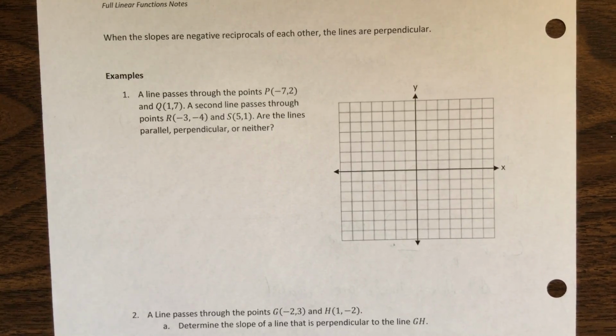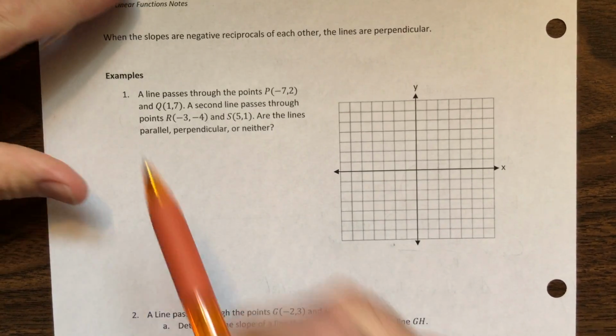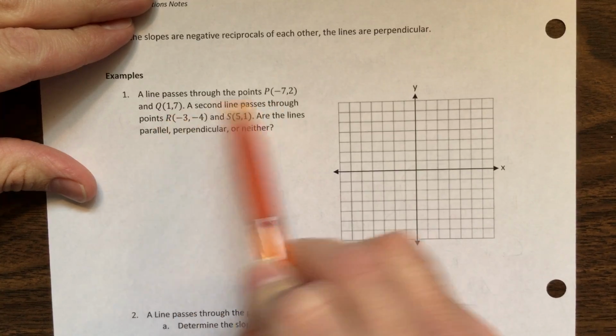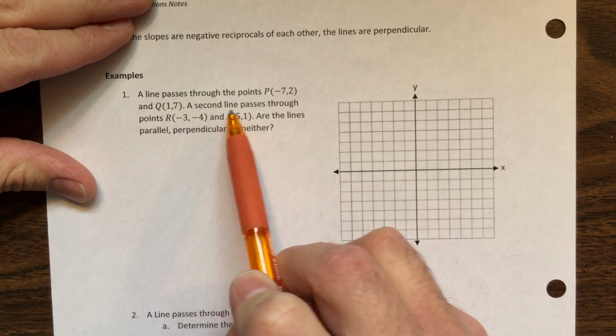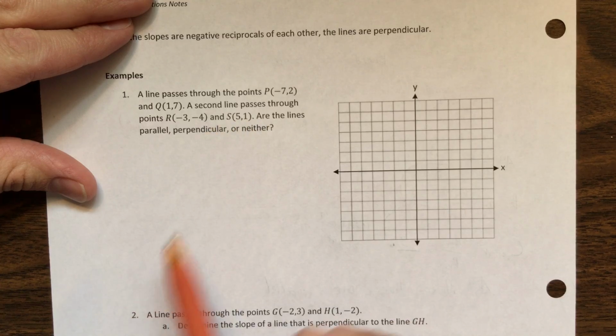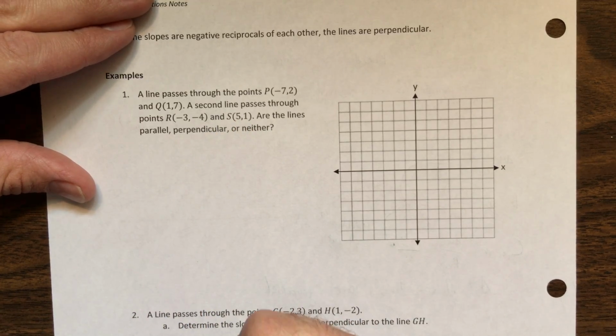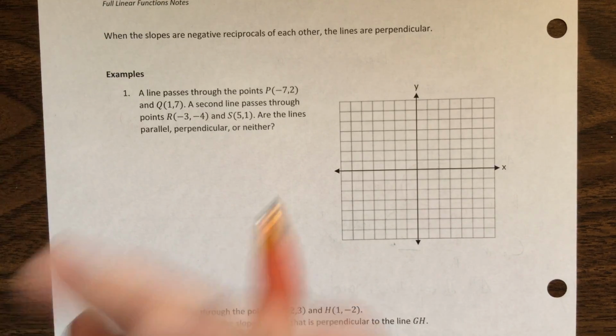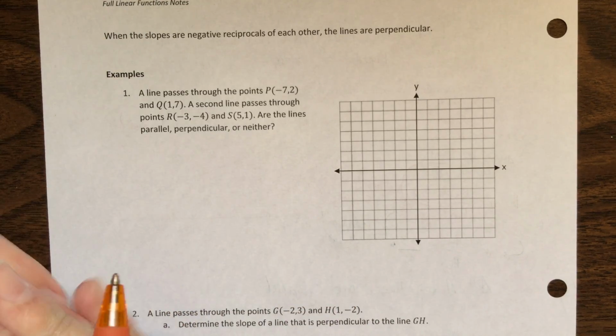Let's take a look at a couple of examples, and we're going to start with number 1. A line passes through these 2 points, P and Q, and a second line passes through these 2 points. Are these lines parallel, perpendicular, or neither? Well, when we draw it out, we're going to be able to figure out if they are parallel or perpendicular, or might they be parallel or perpendicular?